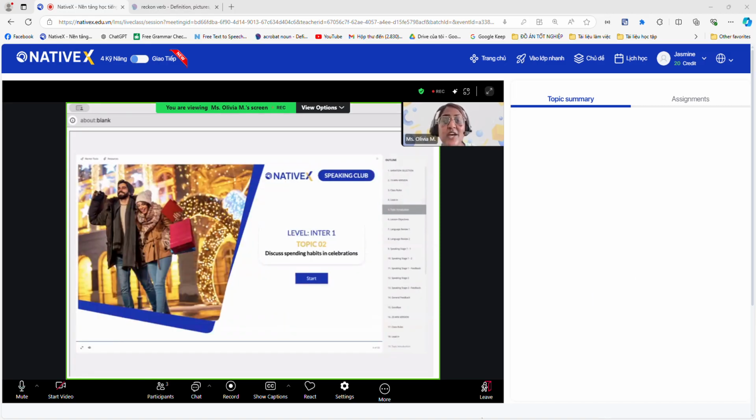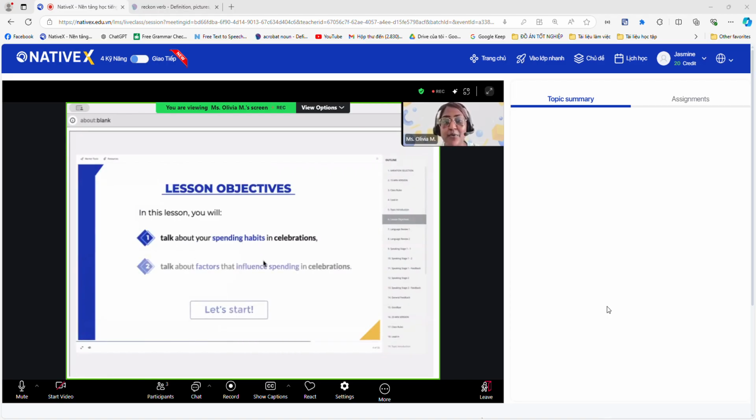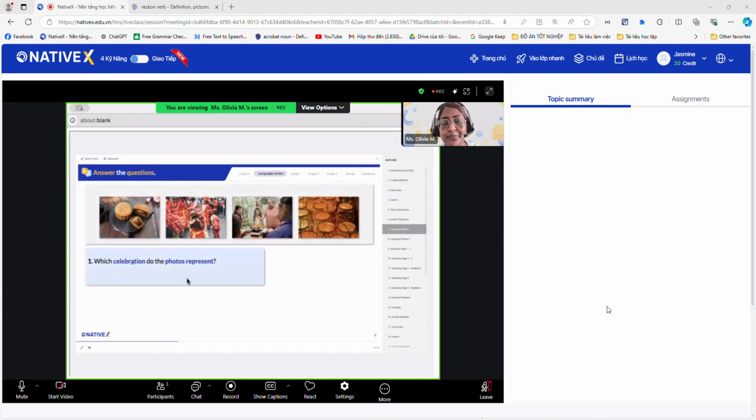In today's lesson, we are going to discuss spending habits in celebrations. Let's begin by having a look at your lesson objectives. In this lesson, you will talk about your spending habits in celebrations and talk about factors that influence spending in celebrations. These are the lesson objectives I hope you achieve. Let's continue with our discussion.